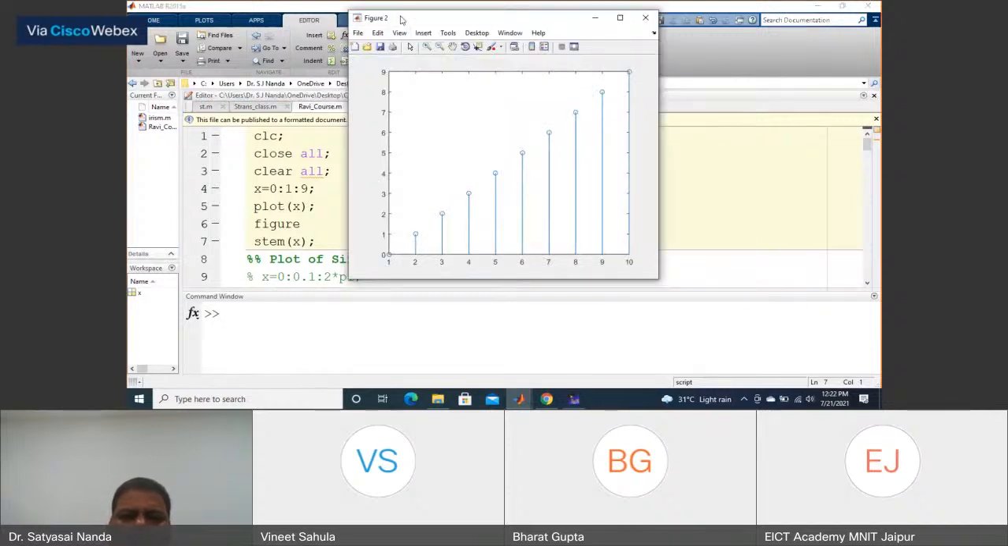So here two figures you can observe. Between these two plots, that is plot x and stem x, I have used the word figure. So using this word figure, you can create another figure.